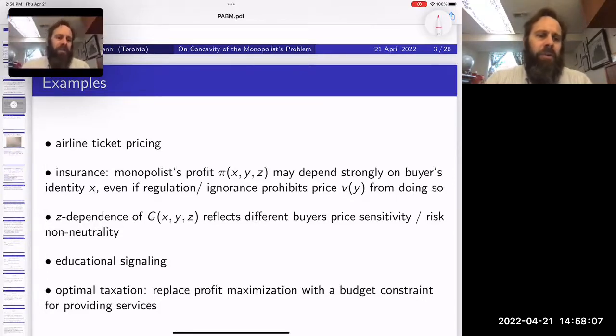And this also was supposed to explain airline ticket pricing. So back in the day, many of us can remember a time when if you bought an airline ticket that included a Saturday night stay, it was less expensive than one that didn't.